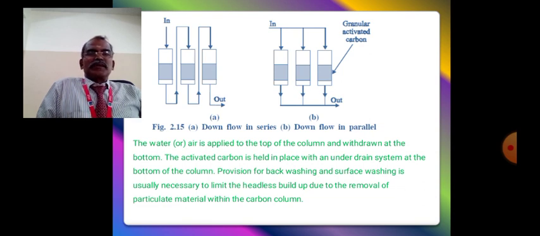There is a provision for backwash and surface wash. The purpose of washing is to remove the adsorbed pollutants. To remove them, we wash the activated carbon; bottom wash and surface wash are available. So there are two types in the downflow method: series connection and parallel connection.